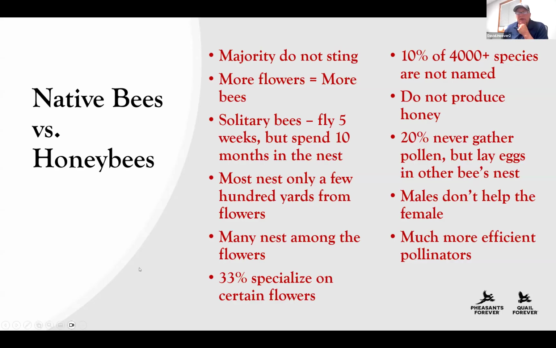Most of them are solitary again. They may fly for 5 weeks, forage, but they spend most of their time in a nest, developing, and in some species, maybe even more than a year. They don't nest far from their food source. About 10% of our known bee species aren't named yet. So they've identified them as different, but haven't named them yet. And they're much more efficient pollinators in general. One thing, though, with our native bees, is the males really don't help out at all.